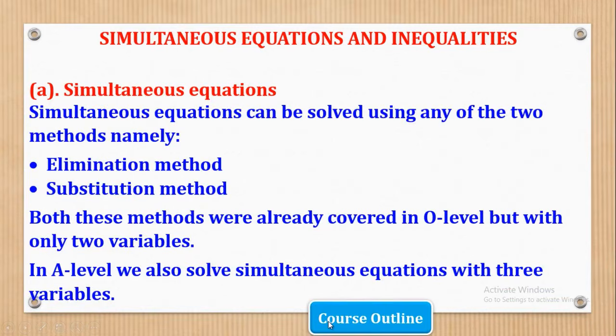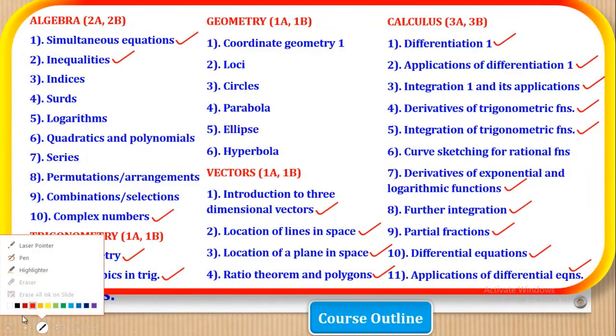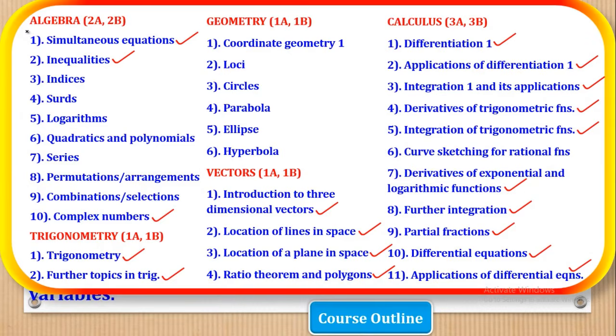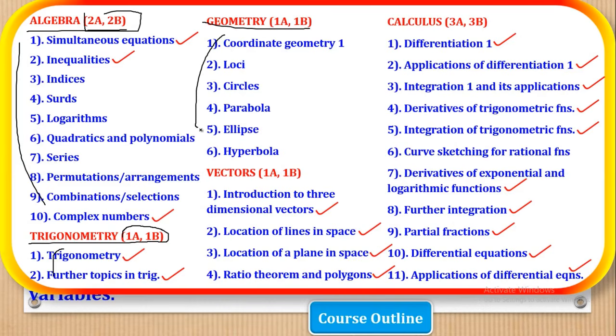So far this is our course outline, and like I've already told you, math paper 1 or pure math is divided into 5 parts. One is algebra, where two questions come in section A and 2 in section B, and these are the topics. Then next is trigonometry, where 1 comes in section A and 1 in section B, and these are the topics. Next is geometry, where 1 comes in section A, 1 in section B, and these are the topics. Next is vectors, where 1 comes in section A and 1 in section B. And lastly is calculus, where 3 come in section A and 3 in section B.